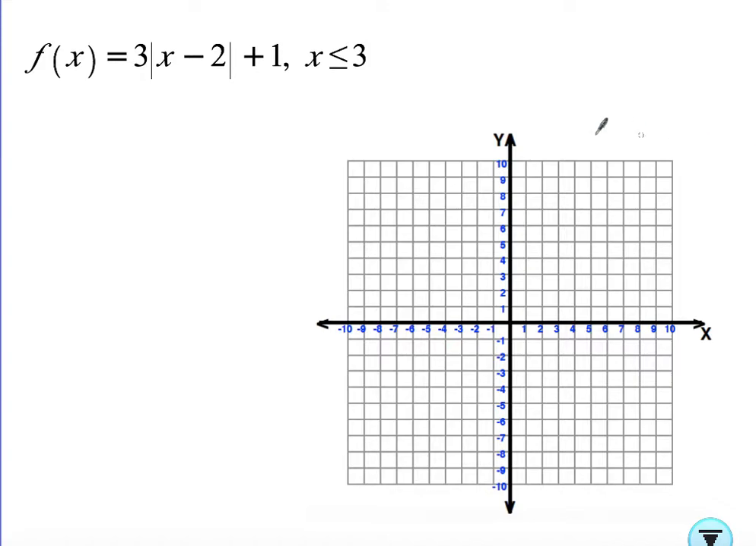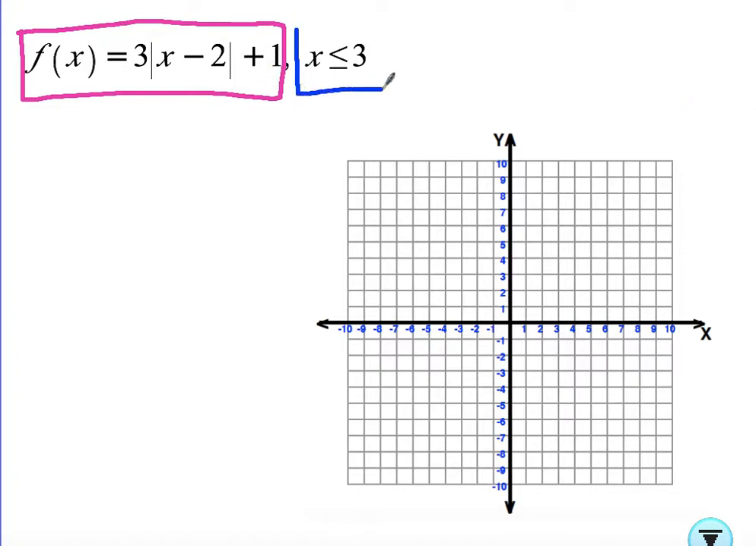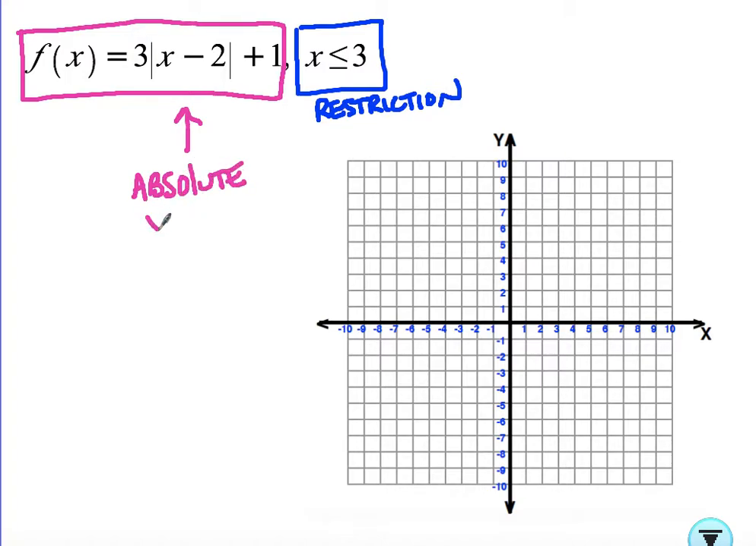Okay, so everything that comes before the comma, that's your function. So here's our function. And then the restriction is the stuff that comes after the comma. So this right here is the restriction. And then the pink is our function. Now, looking at that, I see absolute value, which means that the shape of this function is going to be a V shape. And I know it's going to be opening up because the number out in front is positive.